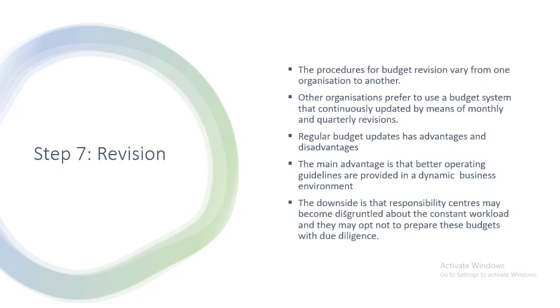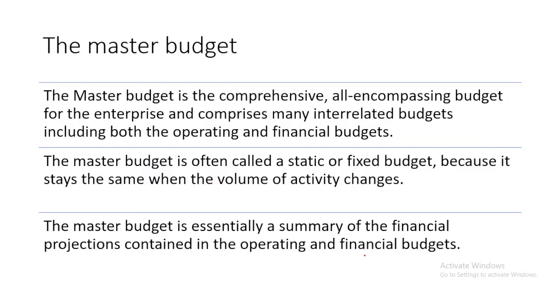Here it says that the downside is that the responsibility center may become disgruntled about the constant workload, and they may opt to not prepare this budget with due diligence. And then we talk now about the master budget. I've also explained that the master budget involves two types of budget.